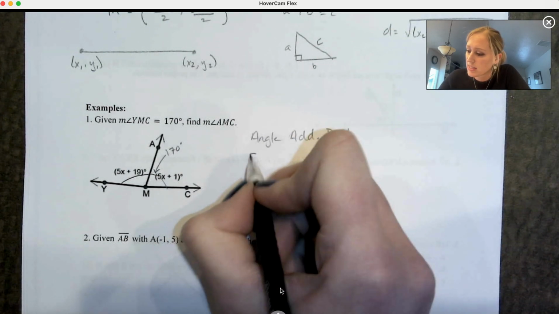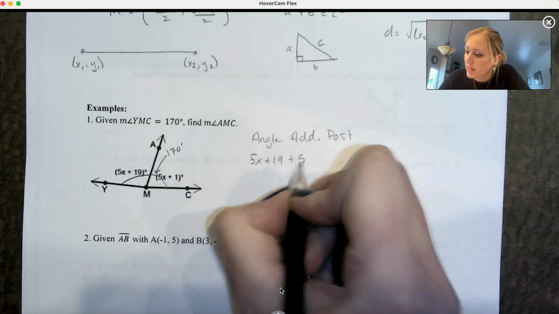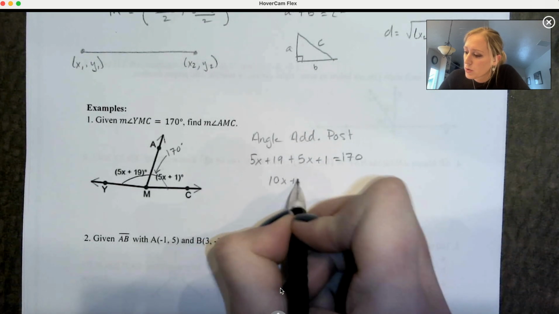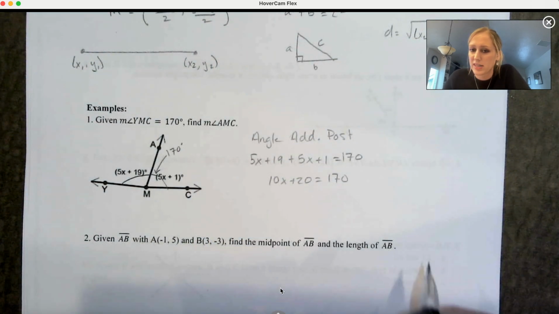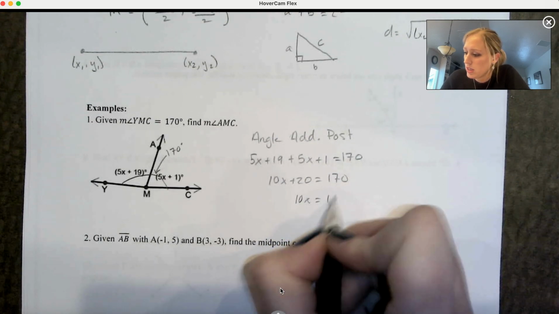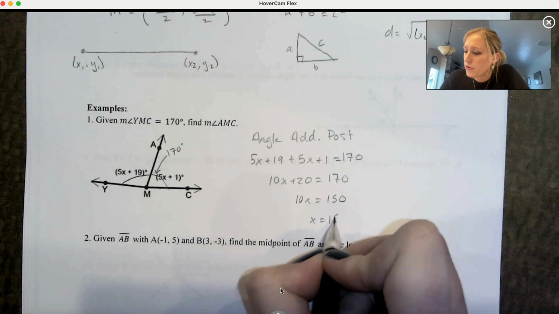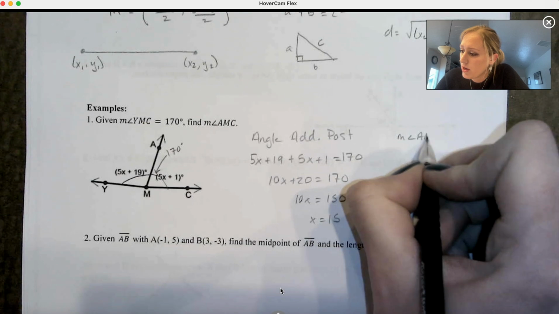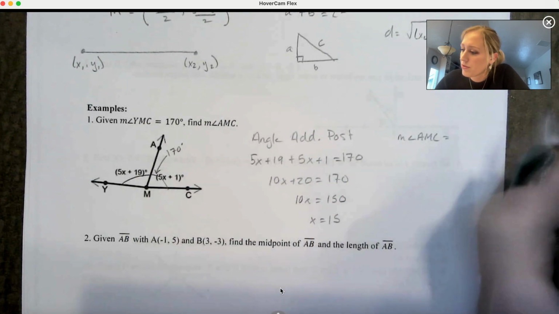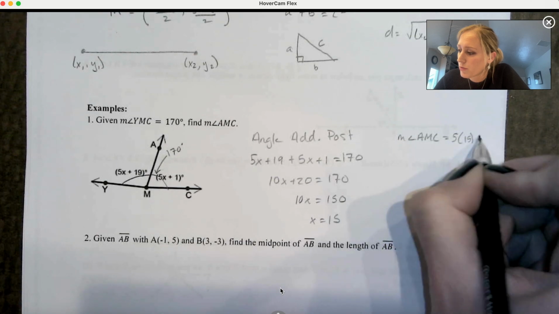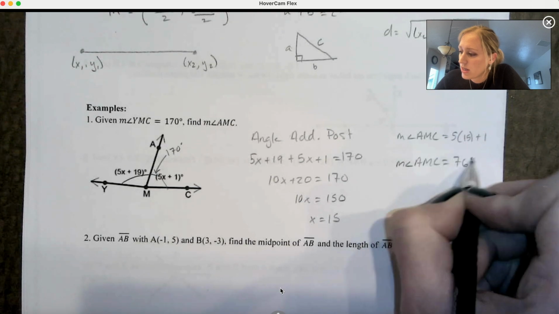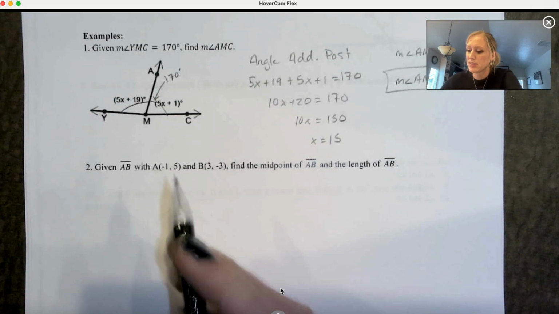So here is the equation I'm going to set up. 5x plus 19 plus 5x plus 1 equals 170. I've got 10x plus 20 equals 170 after combining like terms. Subtract 20 and divide by 10. So we now know x is 15, so to find the measure of angle AMC, we can now substitute 15 in for x. So 5 times 15 plus 1 is going to leave us with an angle measure of 76 degrees for angle AMC.